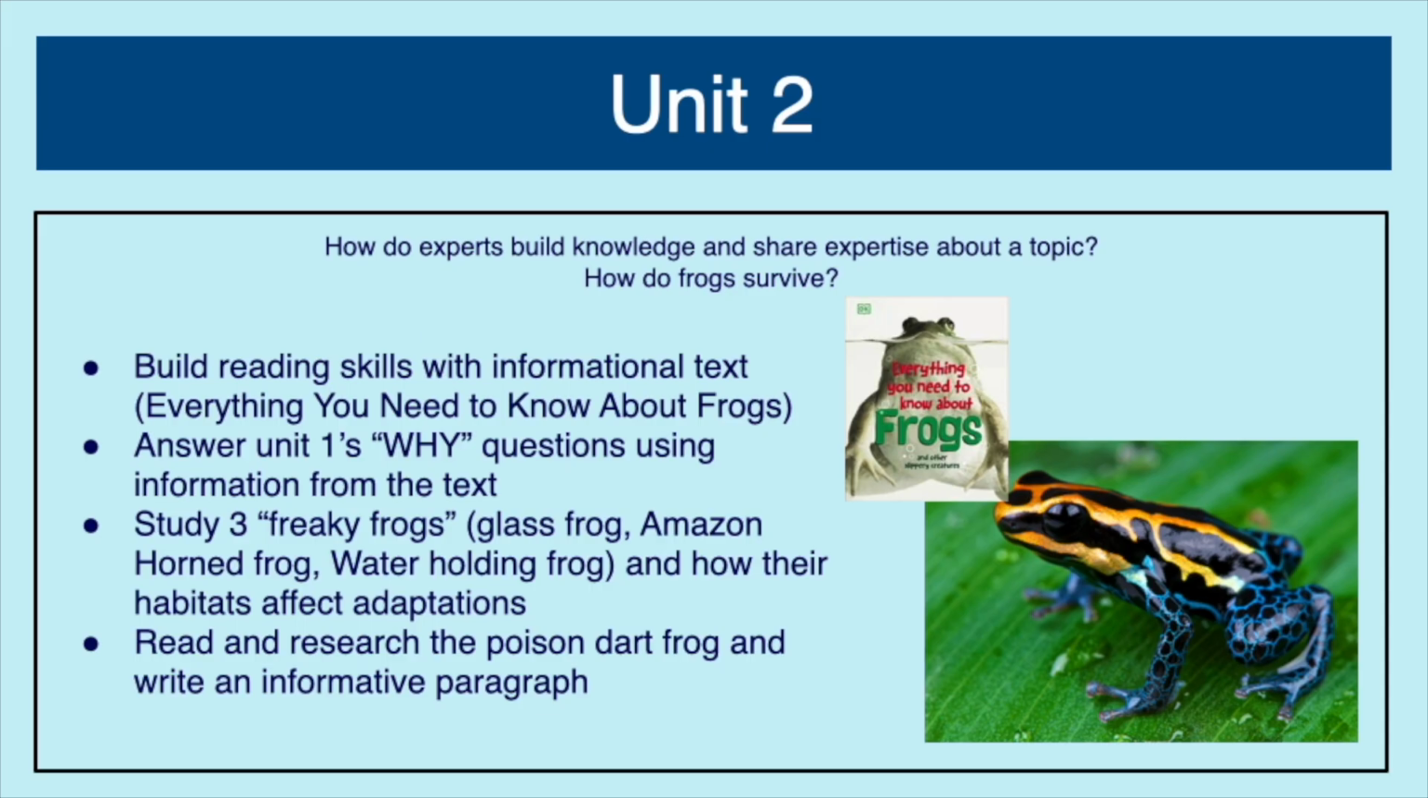In the second half of the unit, they continue studying the same central text and learn about 3 freaky frogs with unique adaptations based on their habitats: the glass frog, the Amazon horned frog, and the water-holding frog. Students use this knowledge to write an informative paragraph about how a frog's environment affects its appearance and behavior. The unit concludes with an assessment where students read about the poison dart frog, gather information to answer a research question, and write an informative paragraph in response.